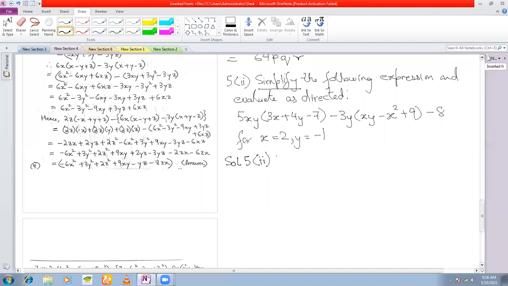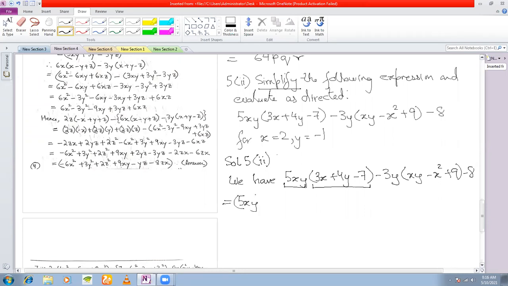So let's simplify first. What is the expression given here? 5xy into 3x plus 4y minus 7 minus 3y into xy minus x square plus 9 minus 8. Let's simplify this expression first. We multiply this 5xy with this trinomial, right? So how do you multiply? You have 5xy into 3x.